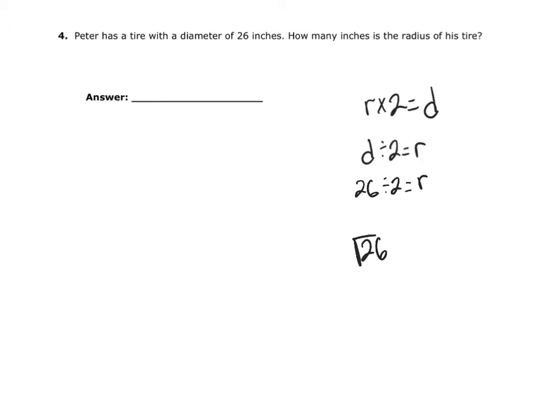So let's do the math. 2 goes into 2 one time. Get 0 left over, bring down our 6. 2 goes into 6 3 times. So we get a radius of 13 inches.